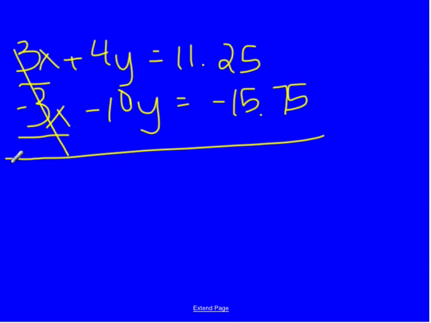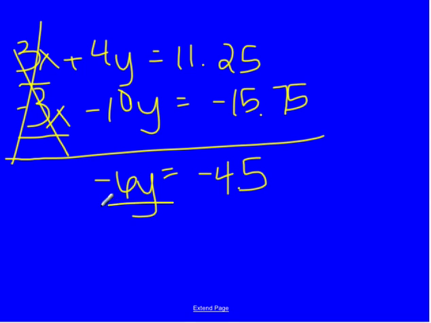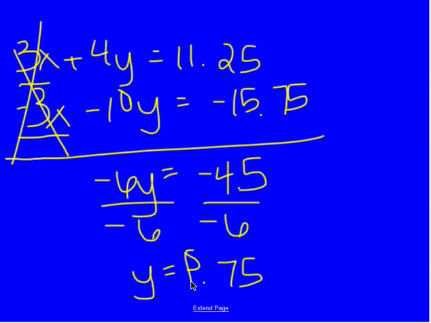So now I notice that I have the same number with opposite signs, so I can go ahead and add down the columns. So my x's are going to cancel. 4y minus 10y is going to be -6y. 11.25 plus -15.75 is going to give me -4.5. So then I'm going to divide both sides by -6. -4.5 divided by -6 is 0.75. Now that's going to represent the price. Remember, that was for Y, old comics, so it's going to be 75 cents for old comics.